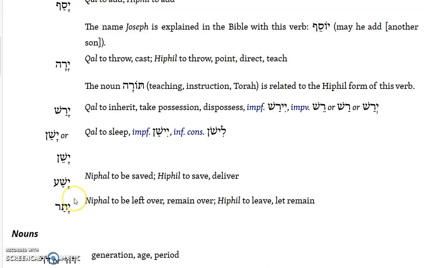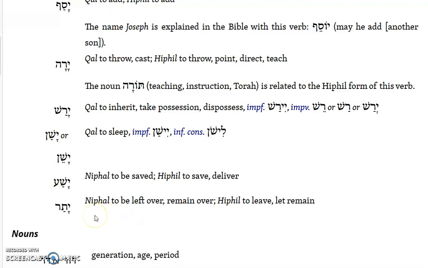And then you have yasha, used in the nifal to be saved, used in the hiphil to save or to deliver. So the nifal is passive, to be saved. The hiphil would be to save or deliver, Hoshia. He saved, he delivered. The name Jesus, Yeshua, is related to the imperfect of that form. It's actually short for Joshua, which is Yehoshua, which means God is salvation.